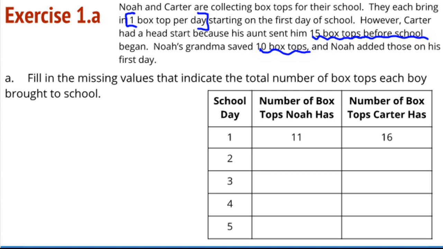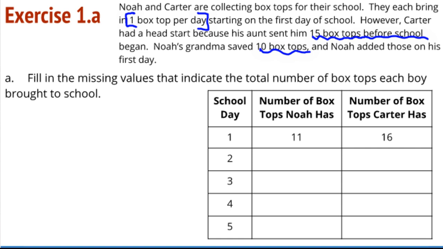So let's stop and think about this. How would we complete this table? How are we going to fill this out? Well, on the first day, they've got that Noah has 11 box tops. Now, we should stop and ask ourselves, where did Noah get 11 box tops from? Because it says he brought 1 box top per day.